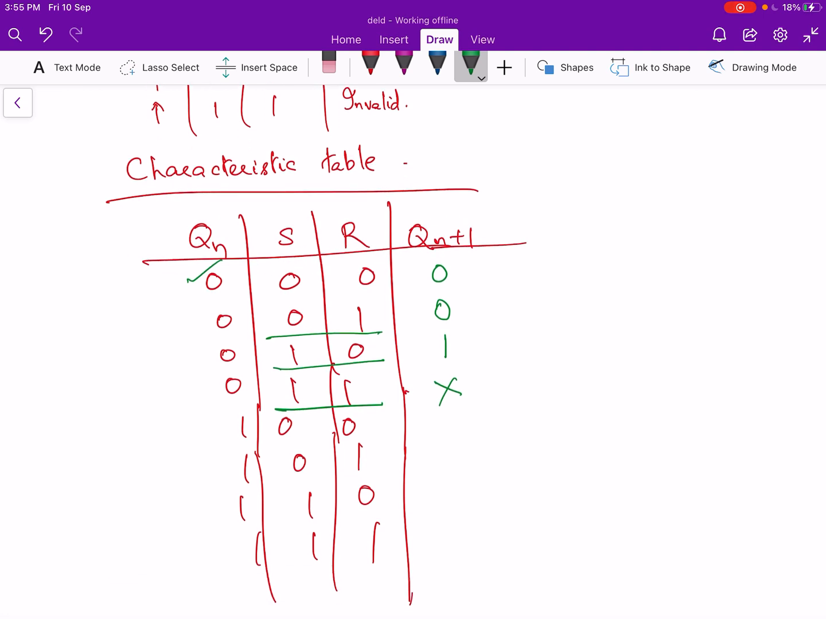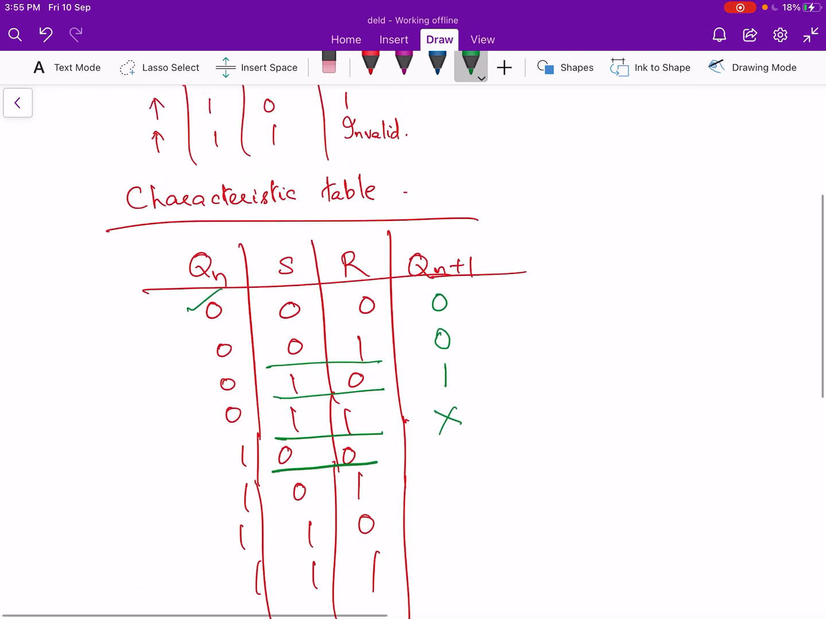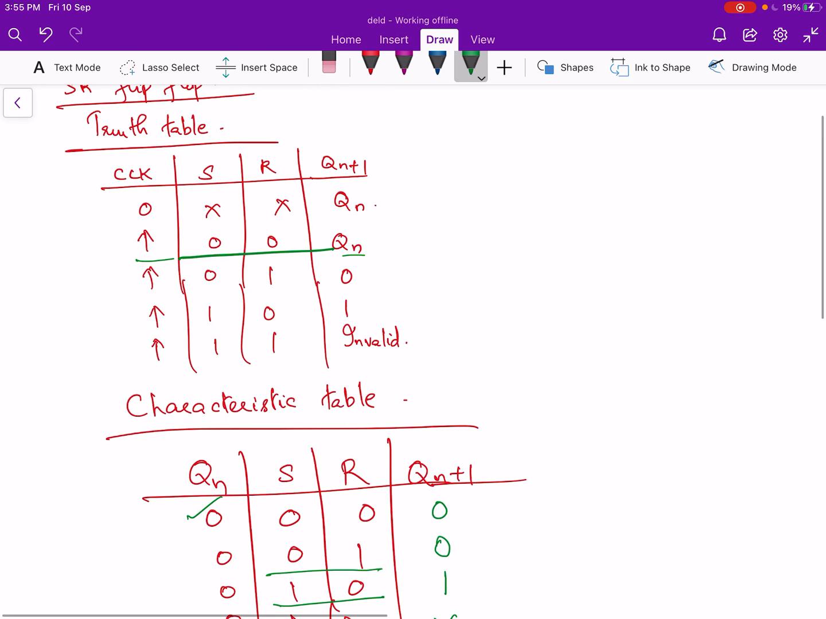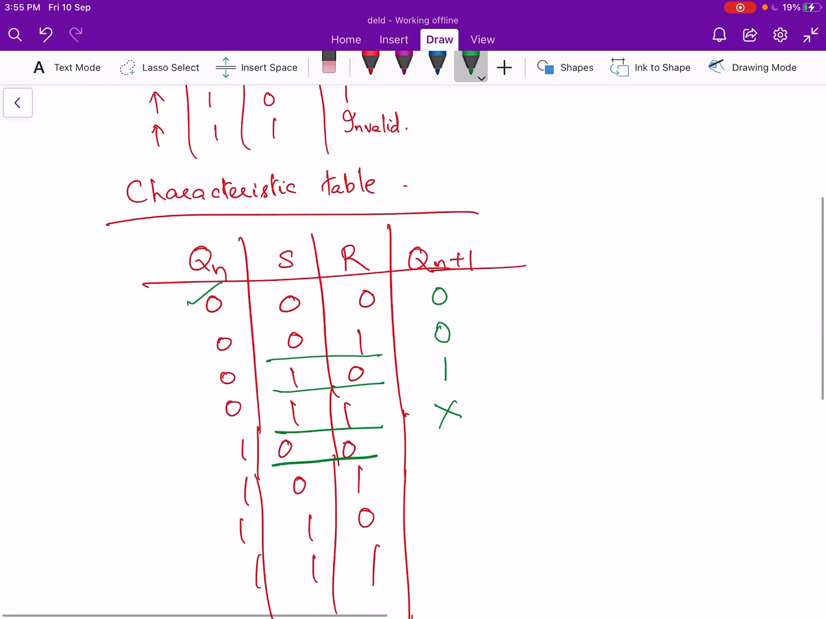Next is S and R are 0, 0. So Qn plus 1 will be equal to Qn corresponding to this condition. Qn here is 1, so Qn plus 1 will also be equal to 1.